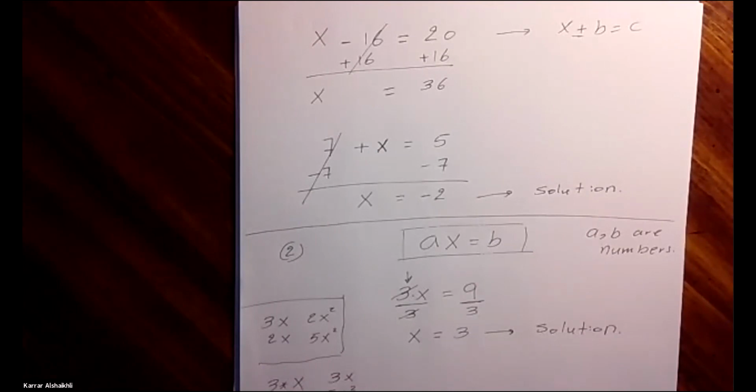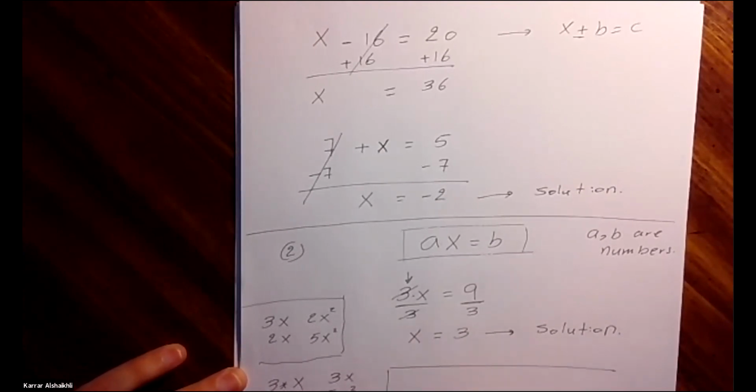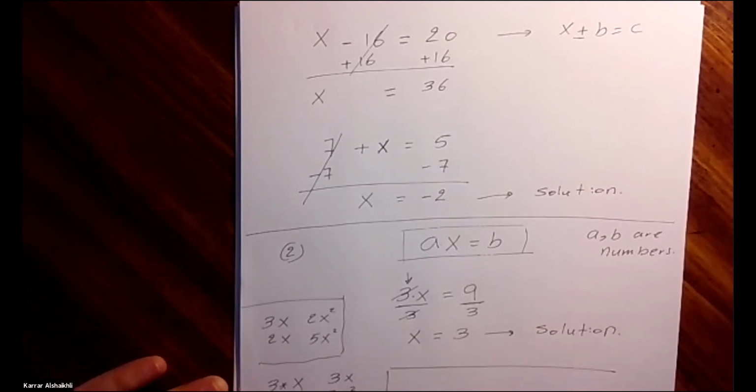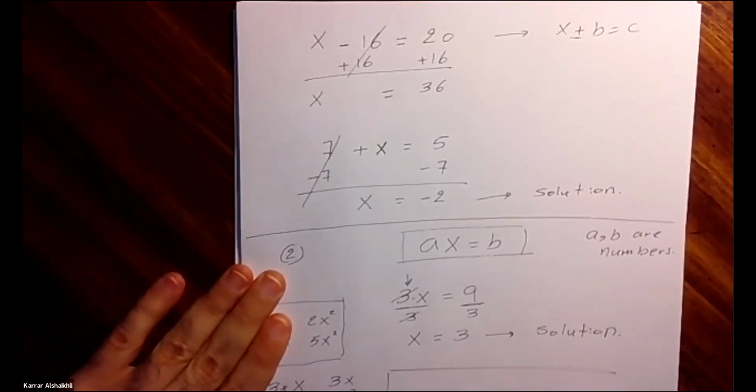Let's do another example. What about if we have -2x equal 3? That means it's -2 times x equal 3. But I'm in college level, I don't have to write down the multiplication.